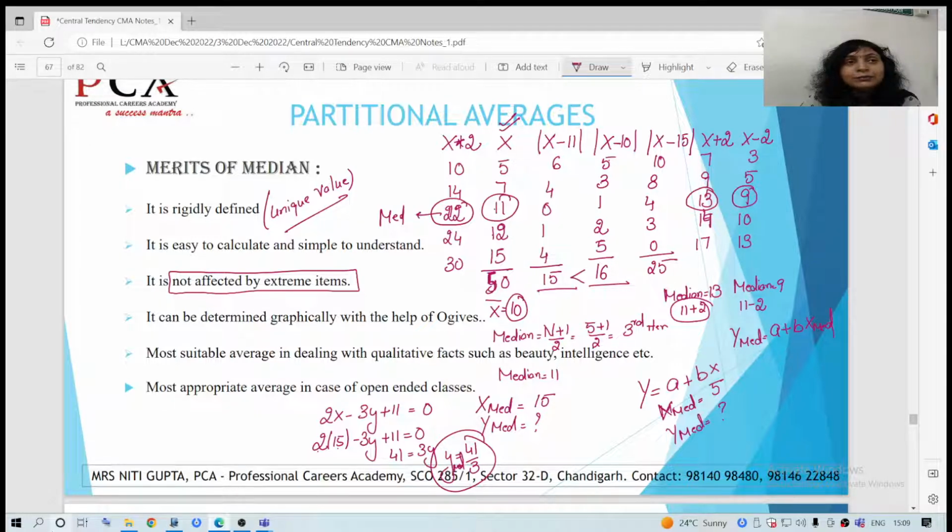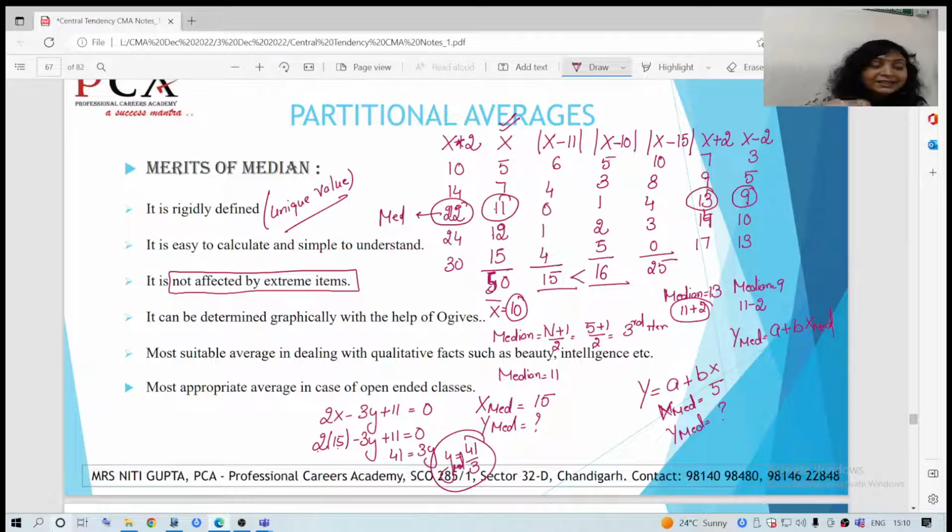Next is sampling fluctuations. Sampling fluctuation is the difference in values when we take multiple samples from a population. So if I have a population of 100 and I took 10 samples of 10 items each, and if their results are approximate to each other, then we say they are not affected by sampling fluctuation. But if results vary, then we say this is affected by sampling fluctuation.